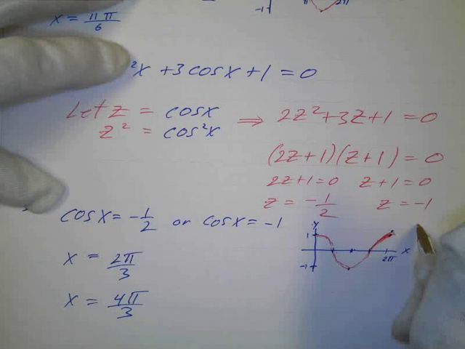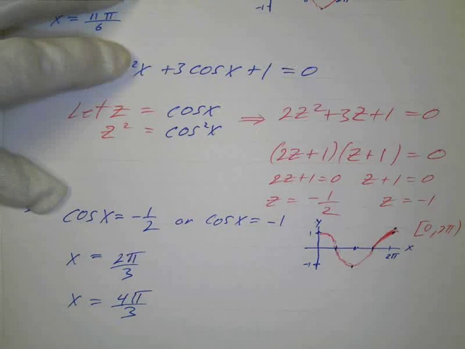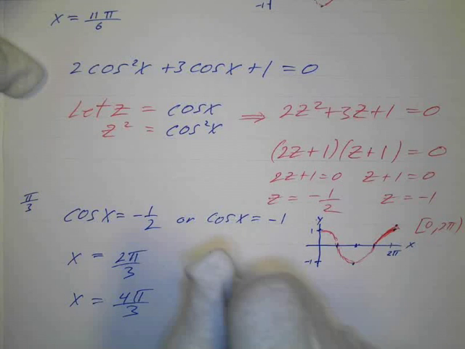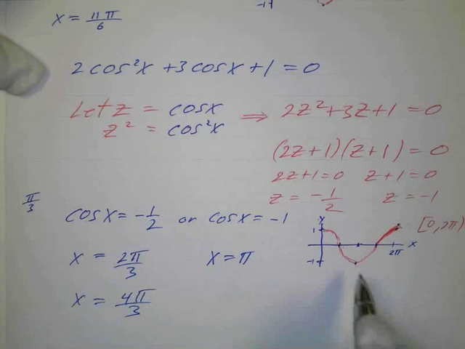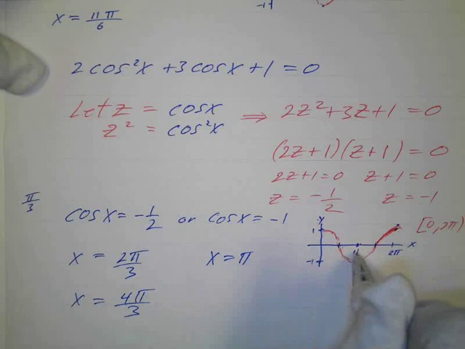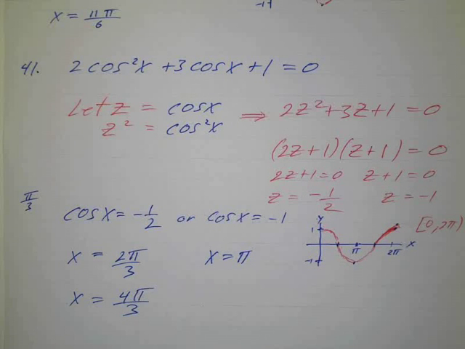But remember, 2 pi is not in the domain because the domain is 0 to 2 pi open, so we're not going to worry about that. So where is it at? It doesn't really matter anyway because it's only negative 1 there. And that's going to be what pi? Right there. And that's pi, right in the middle. Okay? So that's easy enough. So there's a couple.